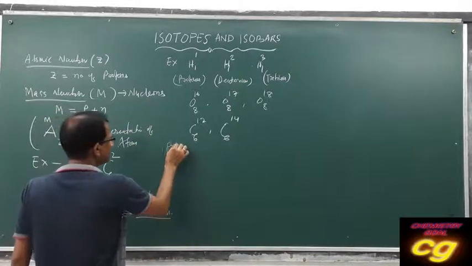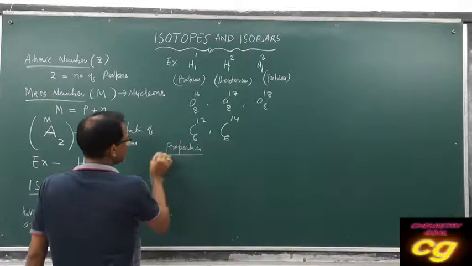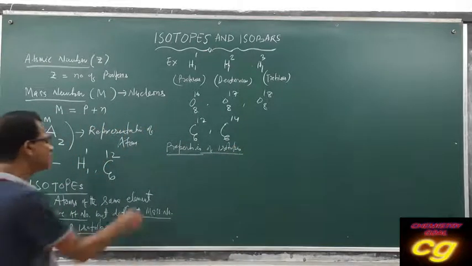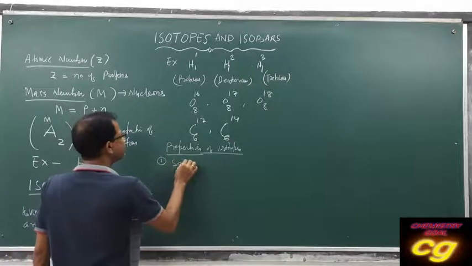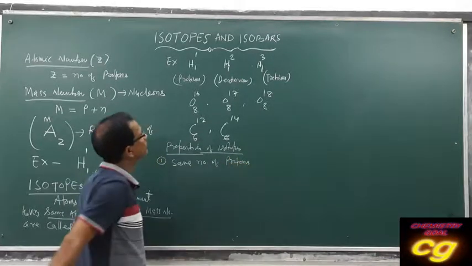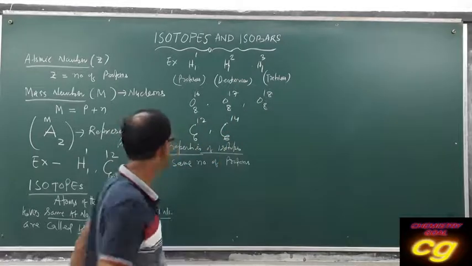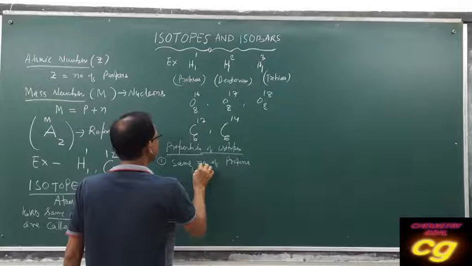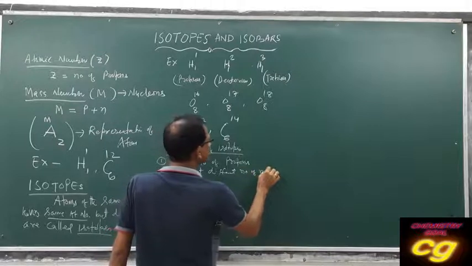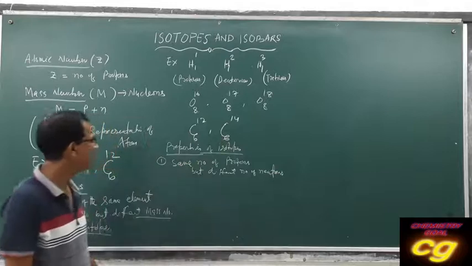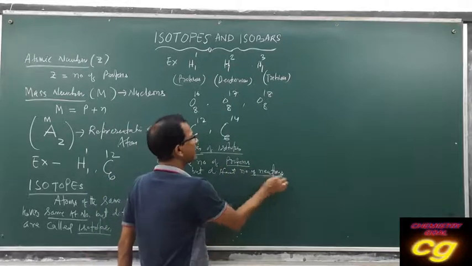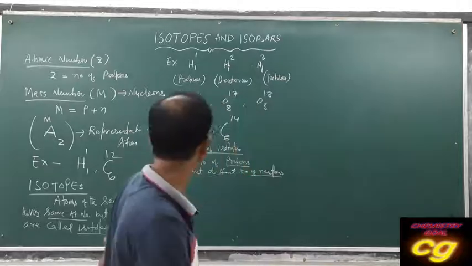So what are the properties of isotopes? If you study the properties, the first important property is the same number of protons. The number of protons is the same because atomic number is the same. Same number of protons but different number of neutrons. This is very important. For isotopes, protons are the same but neutrons are different.